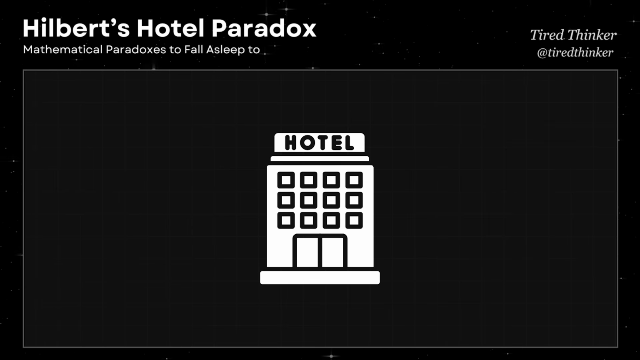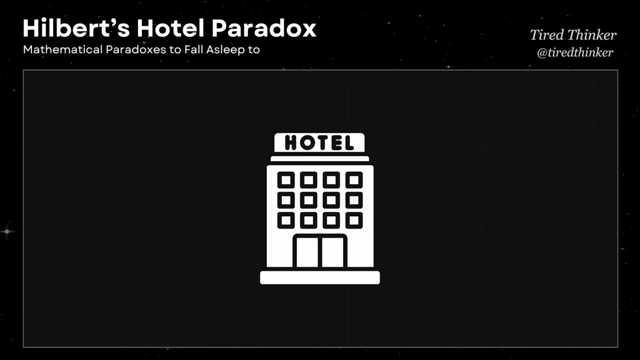The paradox goes further. Suppose an infinite number of buses arrive, each carrying an infinite number of passengers. The hotel is still able to accommodate them. The manager assigns each current guest to a room based on powers of prime numbers. The guest in room 1 moves to room 2, the guest in room 2 moves to room 3, the guest in room 3 moves to room 5, and so on. Each guest moves into the next prime-numbered room.